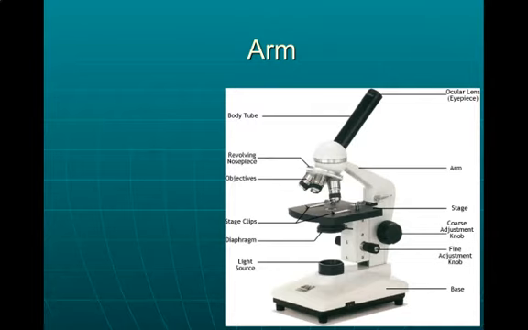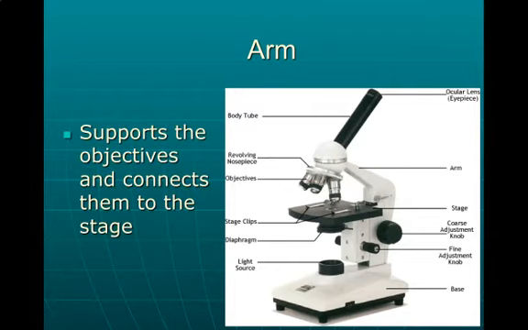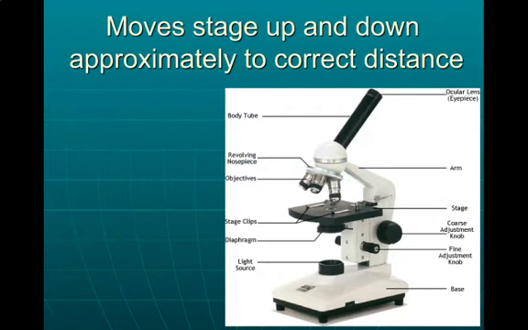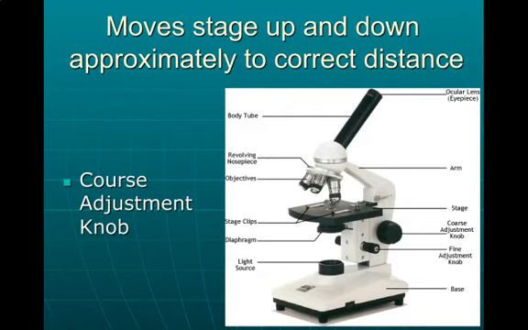Next, below the eyepiece description is the arm. This is what supports the objectives and connects them to the stage. This is the arm. Below that, the description we've been given is that it moves the stage up and down approximately to correct distance. This would be the course adjustment knob.